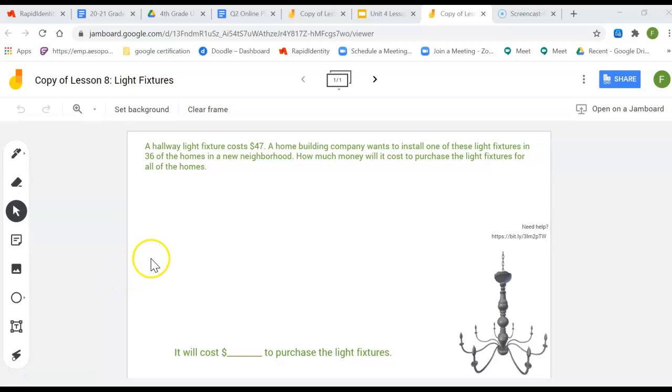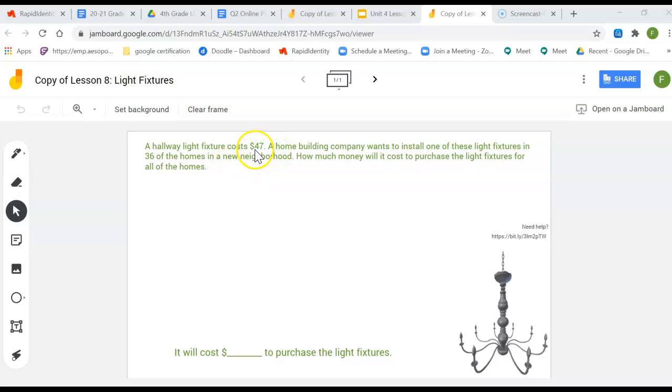Okay, so this is the first Jamboard that you should have up, and there's only one on here. I'll go on and read the actual problem for you. A hallway light fixture costs $47. A home building company wants to install one of these light fixtures in 36 of the homes in a new neighborhood. How much money would it cost to purchase the light fixtures for all of the homes?